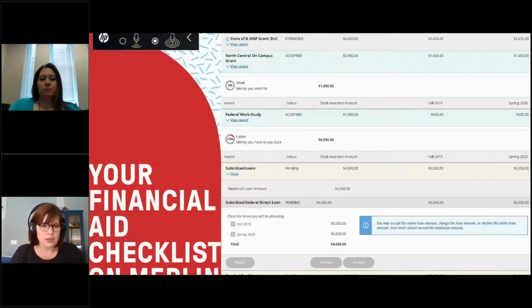Again, this is just another view of the financial aid checklist on Merlin. The first screen was someone in the documentation stage of gathering the data for us to process an award letter. This reflects what it looks like after someone has already been awarded. So this lists out all of a student's aid eligibility. At North Central, we know that you are automatically going to want all of the free money that we can give you. So your grants and scholarships are already accepted on your behalf.